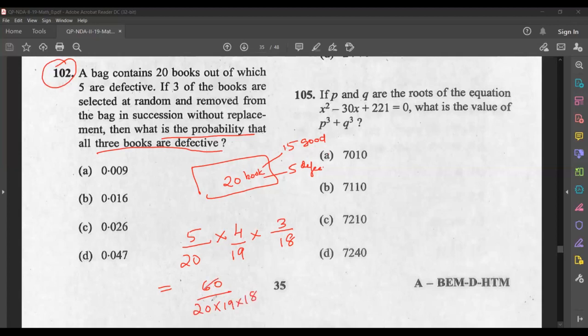So you can cancel that here. 3, then 6. So you are getting 1 by 19 into 6. If you just divide, you will get the answer as 0.0087. You can approximate that to 0.009. That is option A.